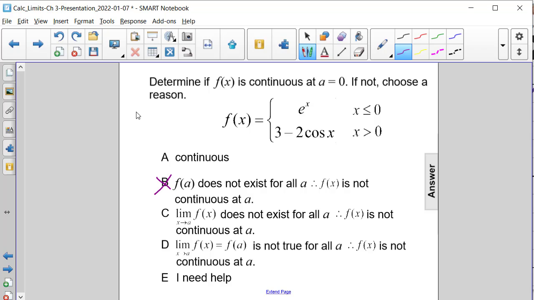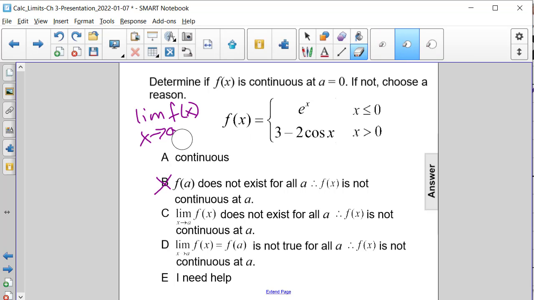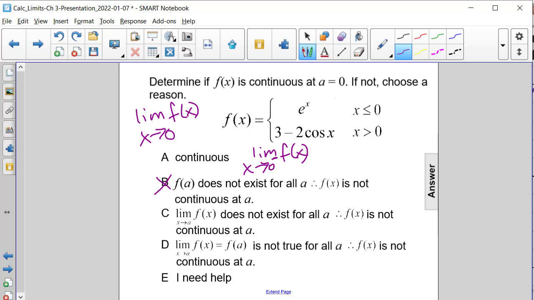So the next question is, does the limit of f of x as x approaches a exist, specifically when a equals 0? So let's change this a value to be 0. Does this exist? Well, let's actually find out by taking the limit of our function at 0 from both sides. So the limit of f of x as x approaches 0 from the left would go into e to the x. So that would be e to the 0, which is 1.